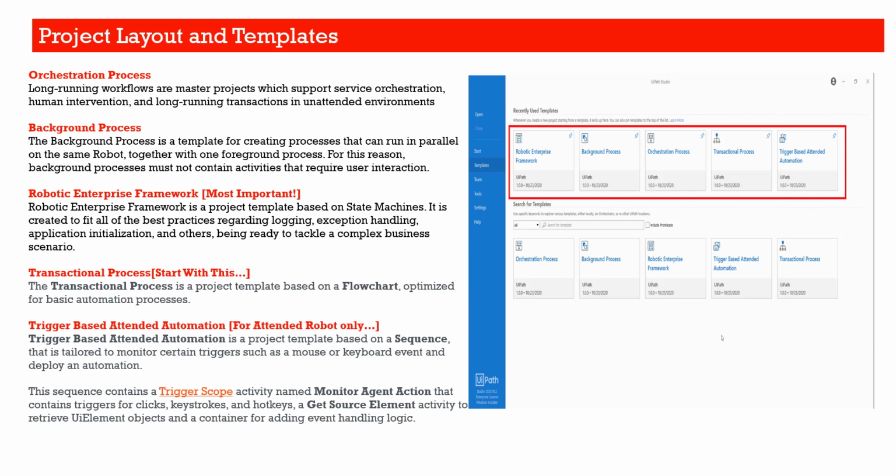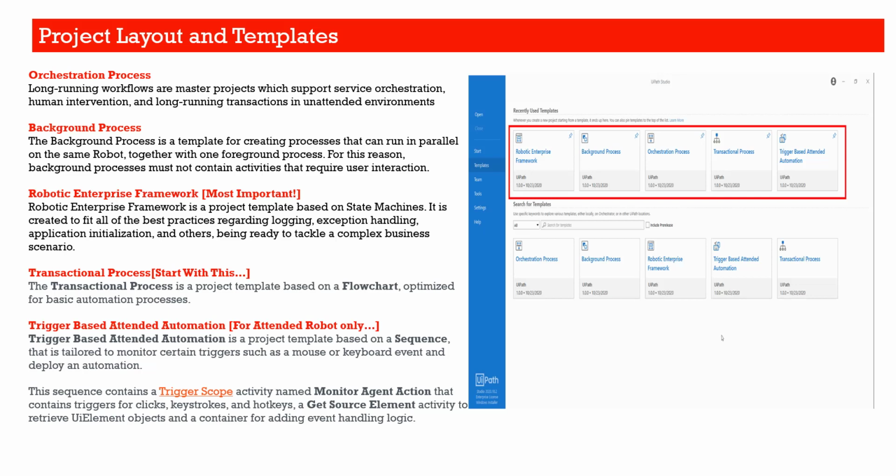What is the project layout and template? First thing, in UiPath you can create different kinds of projects. Say, for example, some organization is building only attended bots, or some organization is only building background processes. In those scenarios, you don't need to reinvent the wheel. What you can do is use the template given by UiPath, because it saves your time.